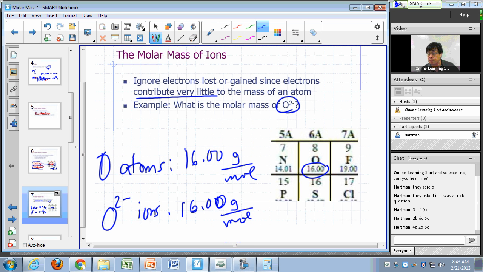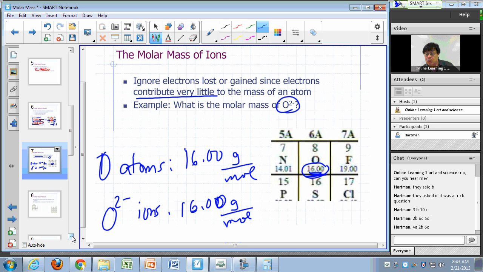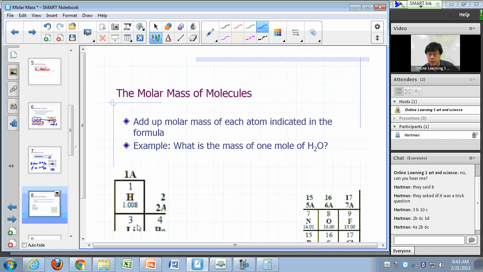16.00 grams per mole. Okay? When we use molar masses from the periodic table, make sure you use 4 significant digits. For most practical calculations, we have to use 4 significant digits. Don't just round it up to the nearest whole number. For most of these cases, you go to the second decimal place. For hydrogen, you have to go to the third decimal place to get 4 significant digits. It's 1.008 right here.